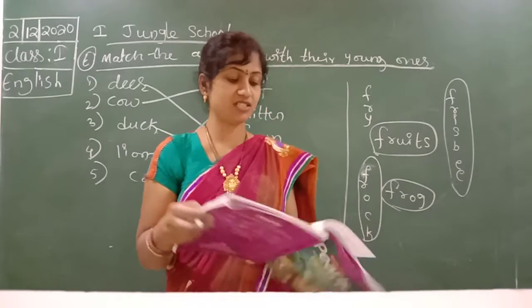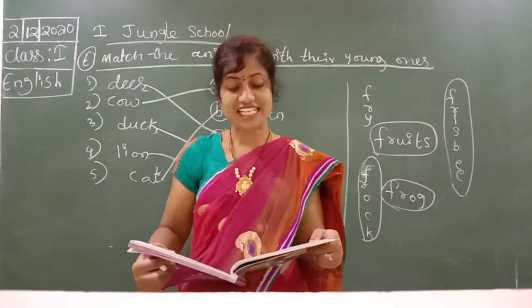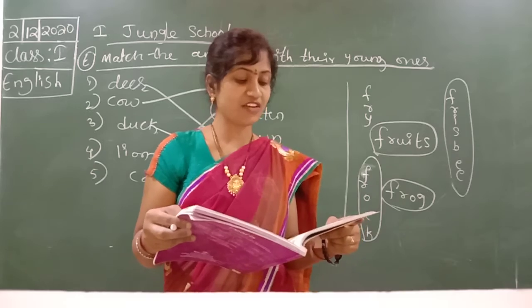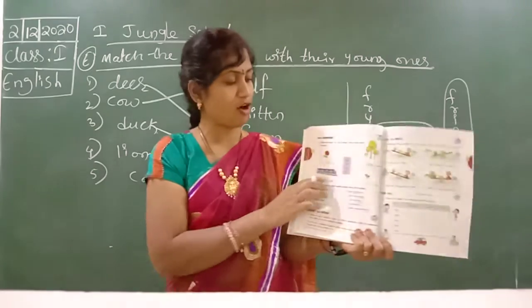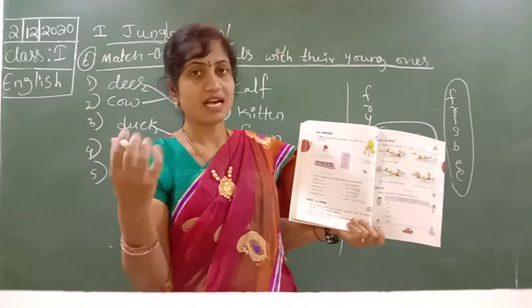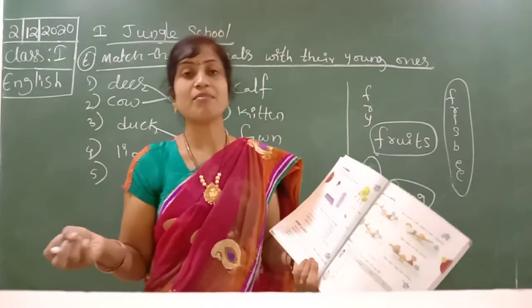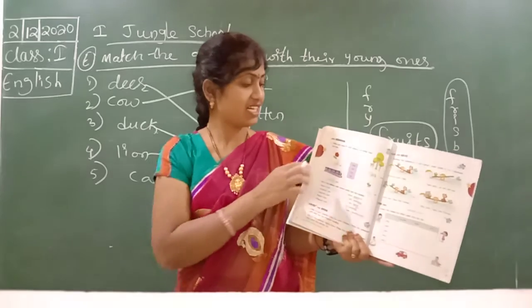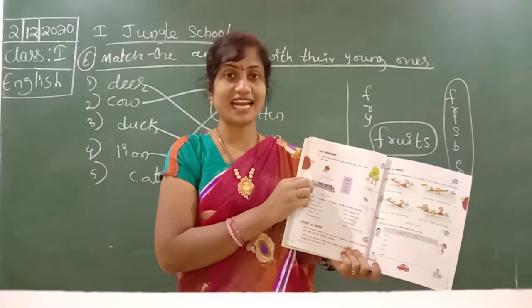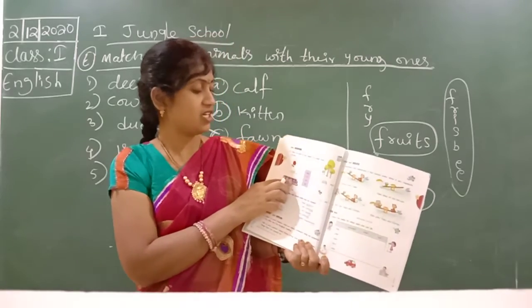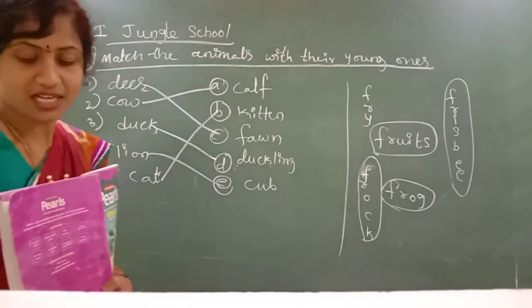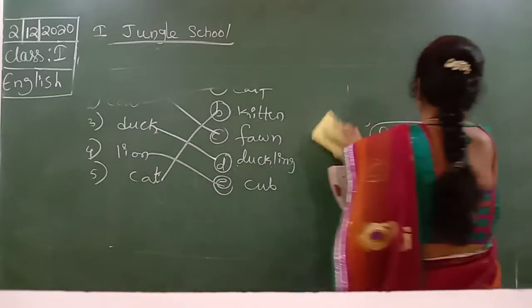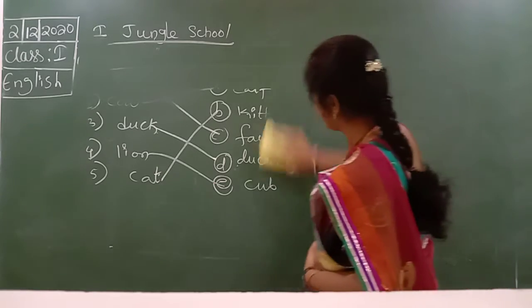Next, turn the page. G bit. Write one word for each picture. Observe the pictures, find out. It's a grammar bit. Okay? So, what is that here, looking like a red rose? Looking nice, red color. Here, red dash rose. First one, red rose. So, you have to write. EF. Next, G bit.